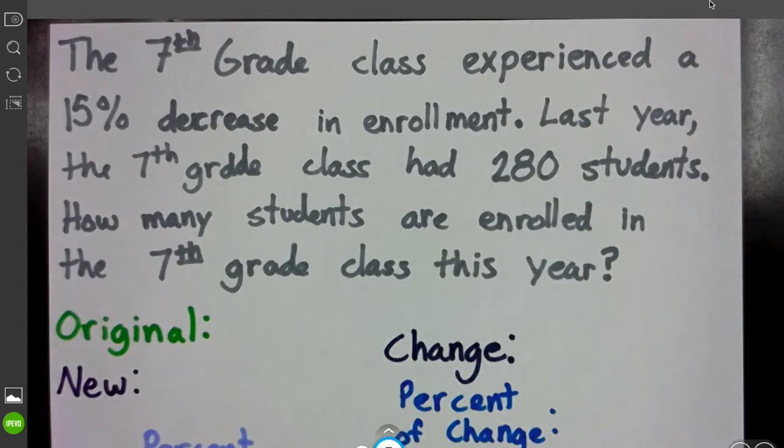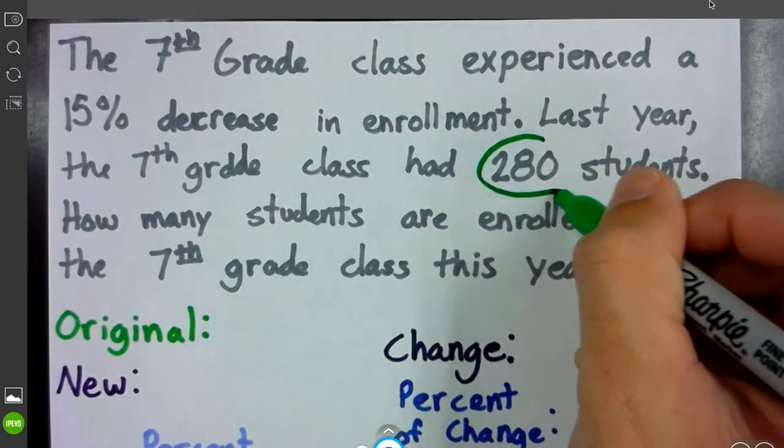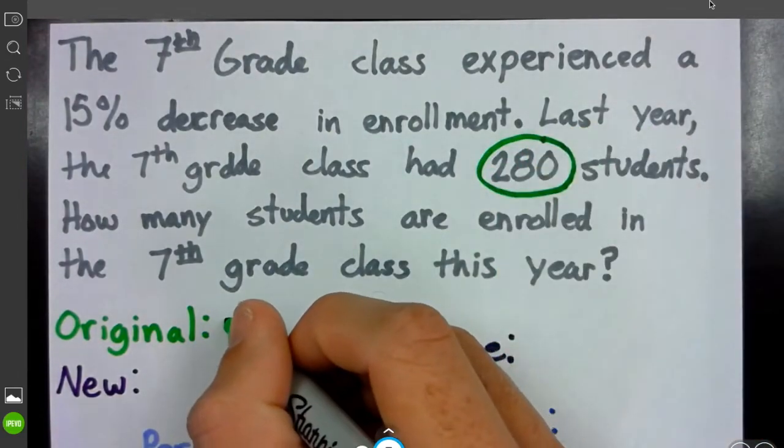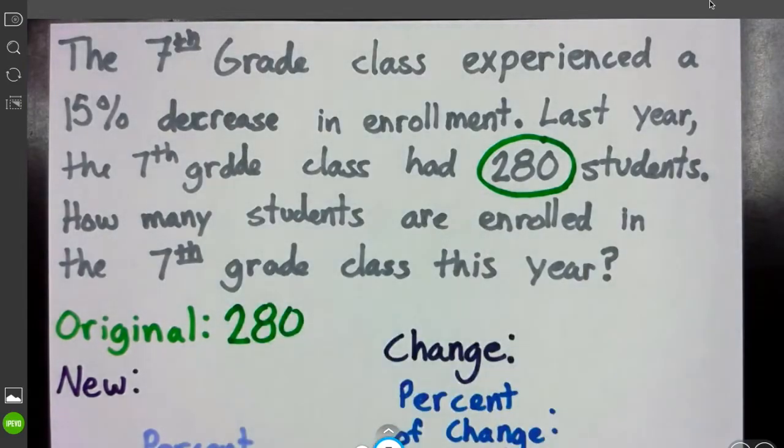Last year, the 7th grade class had 280 students. How many students are enrolled in the 7th grade class this year? So instead of finding the percent of change, we're going to have to use the percent of change to find out the new number, okay? So they gave me the original amount right there, 280 students. So my original amount is 280. The 7th grade had 280. We don't know the new amount.